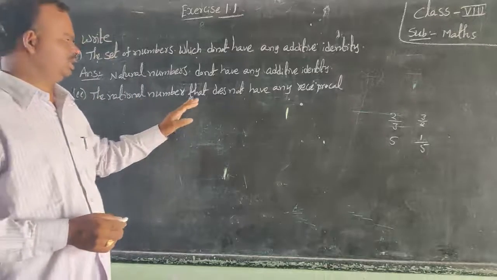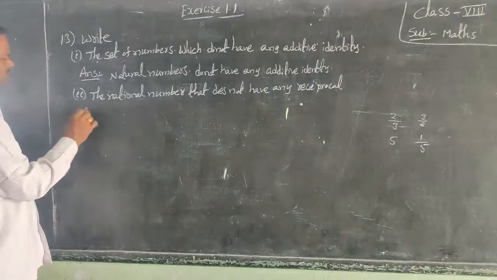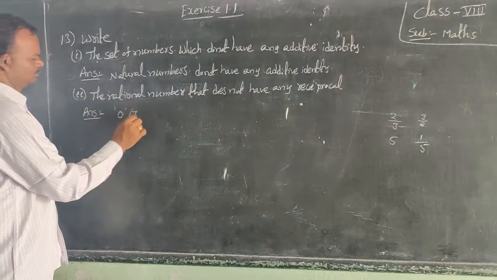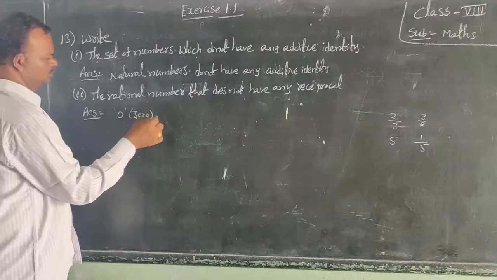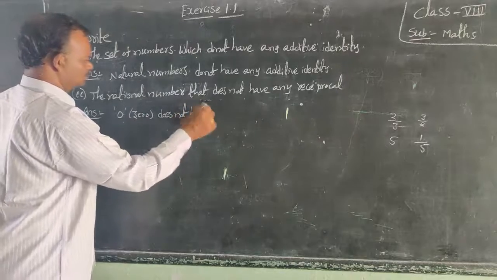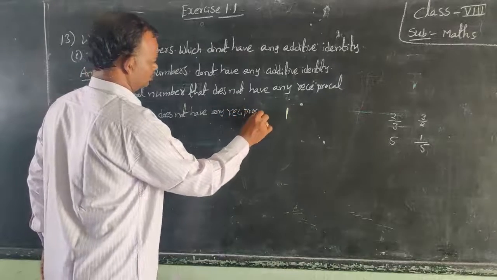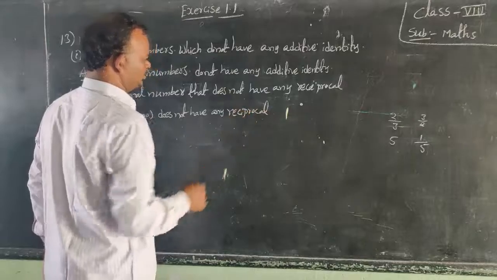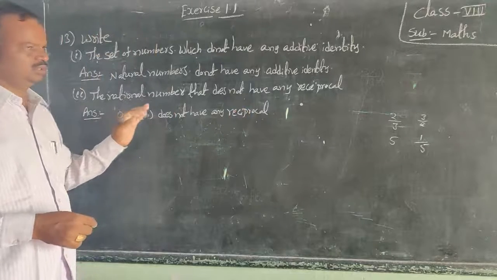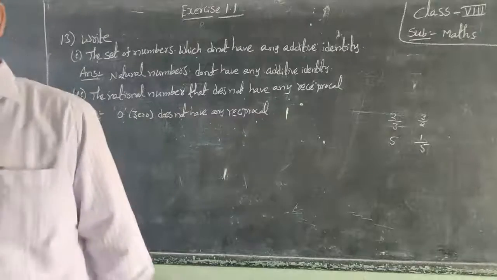That means which rational number does not have any reciprocal. The answer is 0. 0 does not have any reciprocal. That means 1 by 0 is not defined. It is not defined. So 0 does not have any reciprocal.